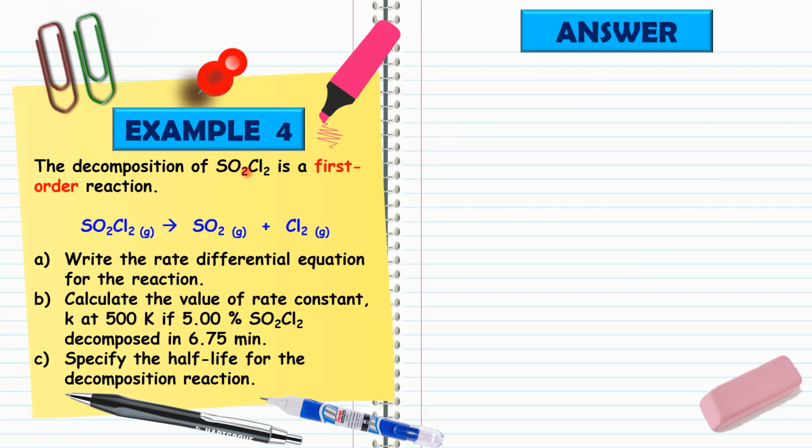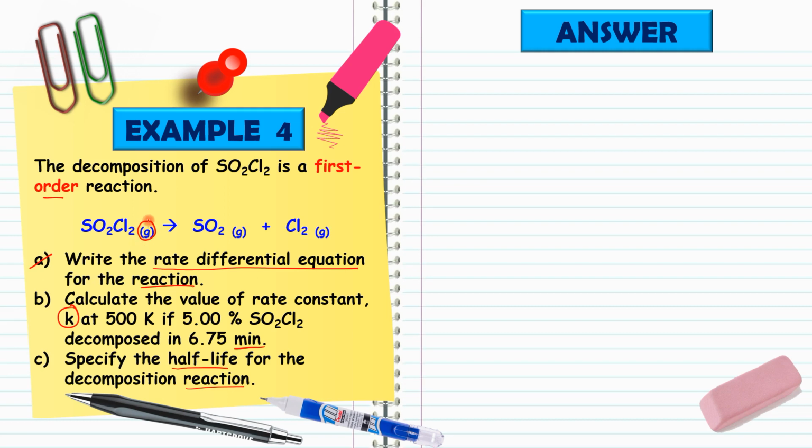Okay, example number 4. The decomposition of SO2Cl2 is a first order reaction. Write the rate differential equation for the reaction. Calculate the value of the rate constant k at 500 K if 5% of SO2Cl2 decomposes in 6.75 minutes. And then specify the half-life for the decomposition reaction.